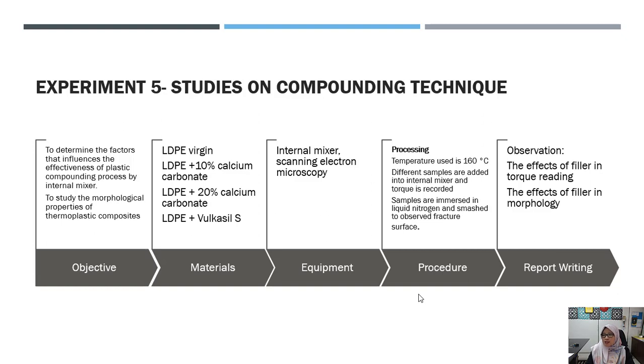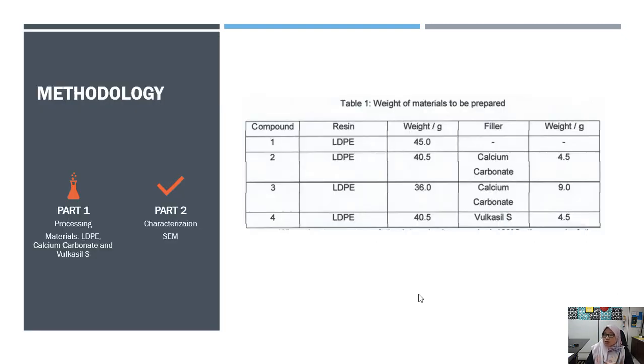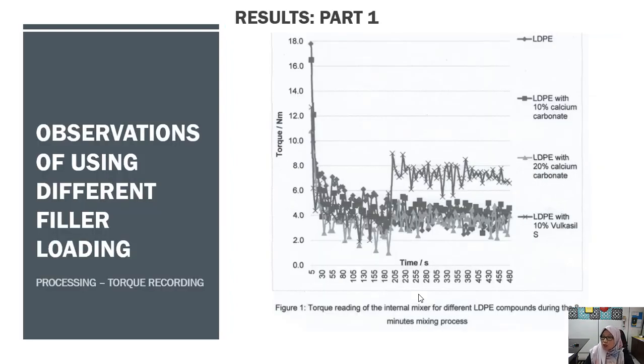There are two main observations that you need to make. The first is the effect of fillers on torque reading, so you can discuss the torque reading. The second is the effect of filler on morphology. These are the materials that you will use. You have 4 compounds, and I will already give you the weight of the matrix and also the fillers. This is the result for torque reading. You can see that different samples give you different torque readings, so you need to discuss the effect on torque if you are using different samples.